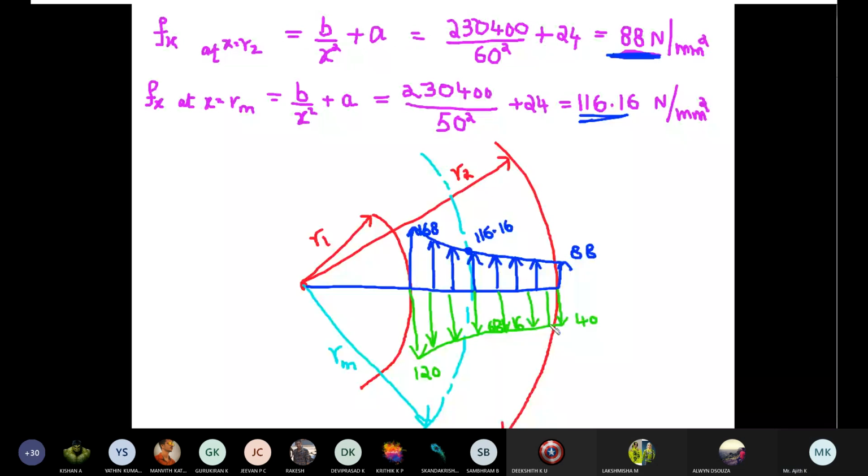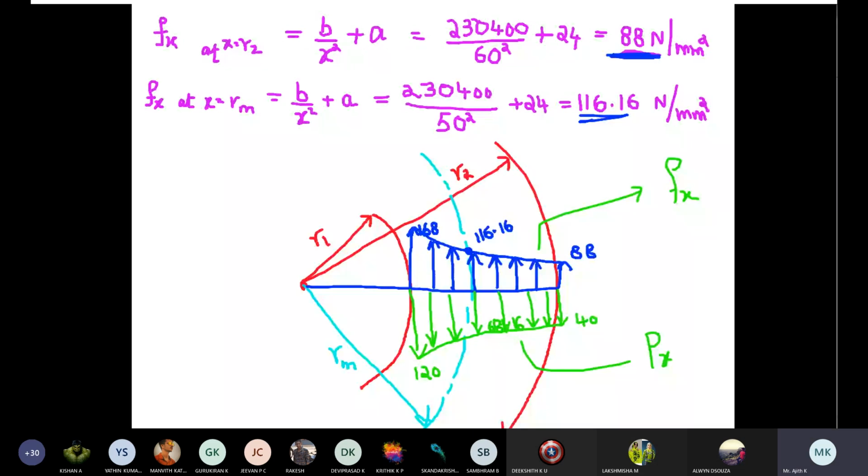So this is the px plot, and this is the plot of fx. Fx, hoop stress, or circumferential stress, are one and the same. Px, radial pressure, or internal fluid pressure. So that completes the solution of this one. Usually they ask this question for around 14 to 16 marks.